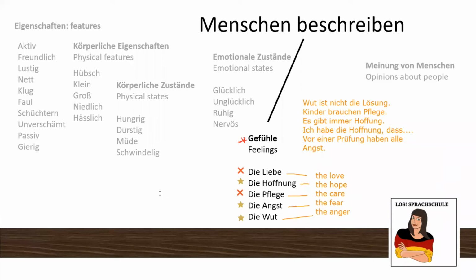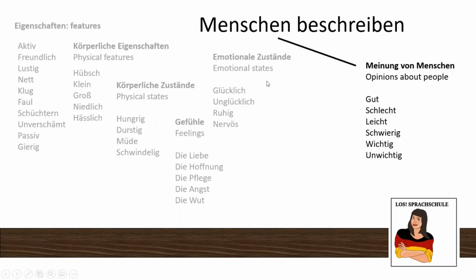So sometimes you can also express an emotion, I have, and then you continue. Ich habe. Keep in mind, it doesn't work with everything. In English, the same. I have the care that, it sounds strange. I have the hope, I have the fear, I have the anger or the rage. And the last one, opinions about people. Meinung or Meinungen von Menschen. Von actually means from, but it can also mean about. Isn't it complicated? We love it.